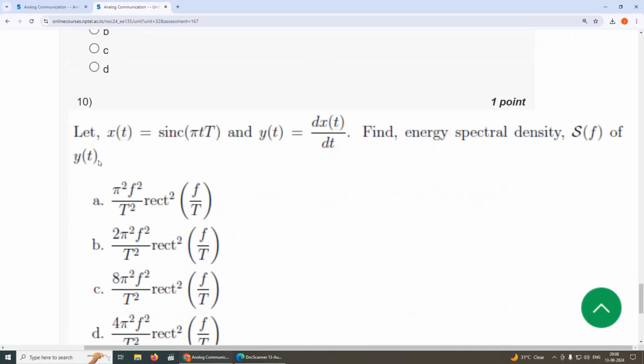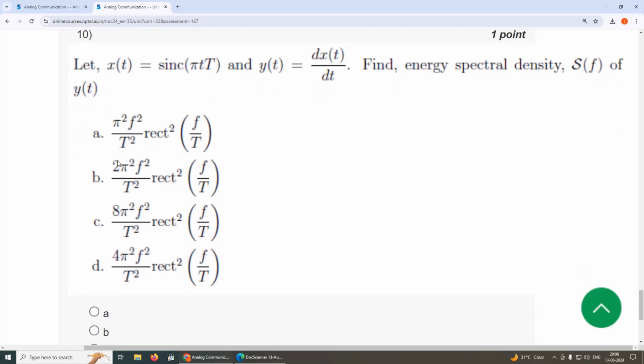Next one: let x(t) equal sinc(pi t T) and y(t) equal the derivative of x(t) with respect to t. Find the energy spectral density S_y(f) of y(t).